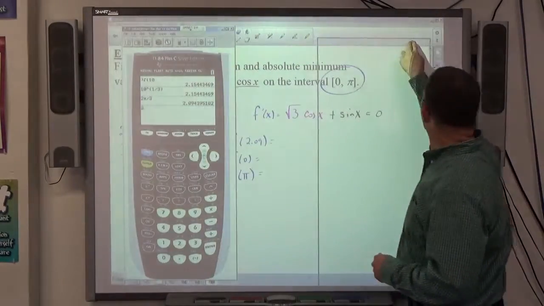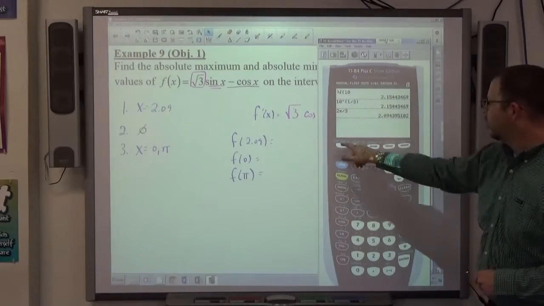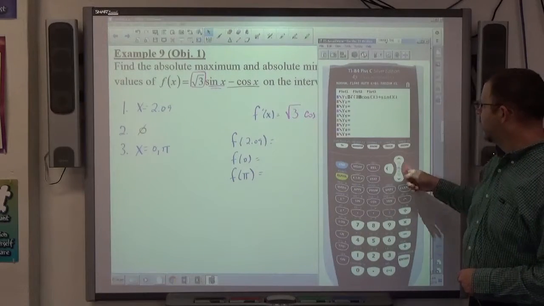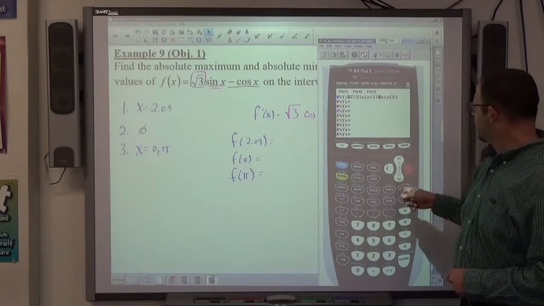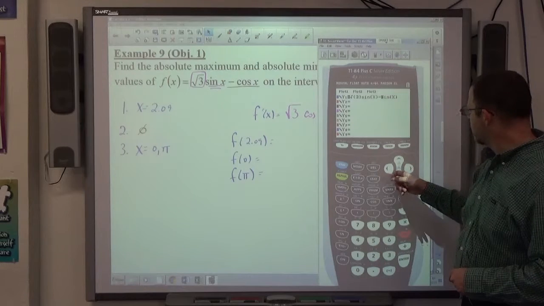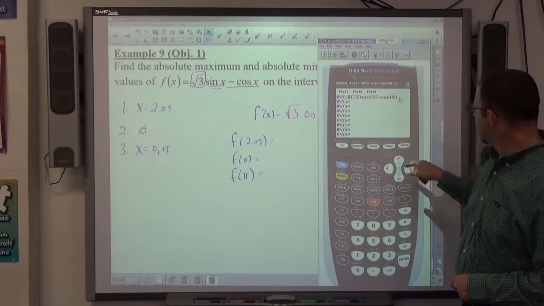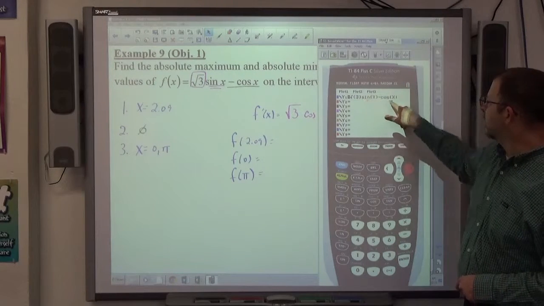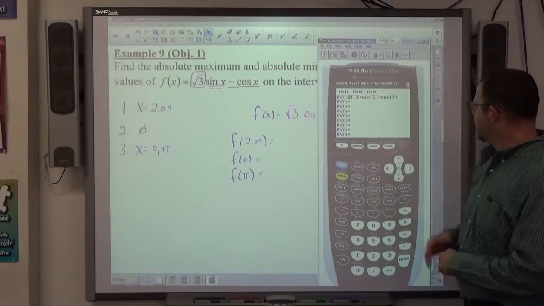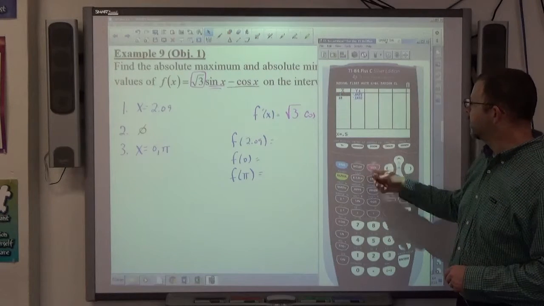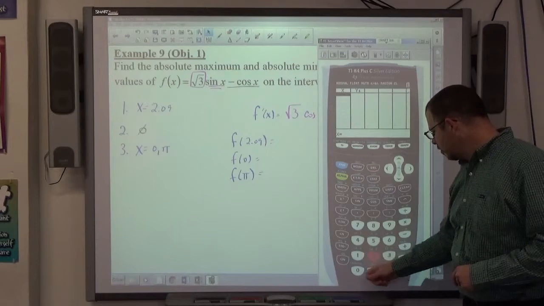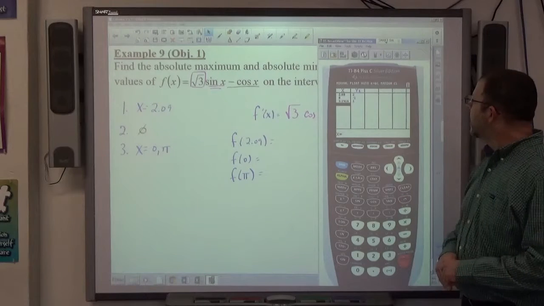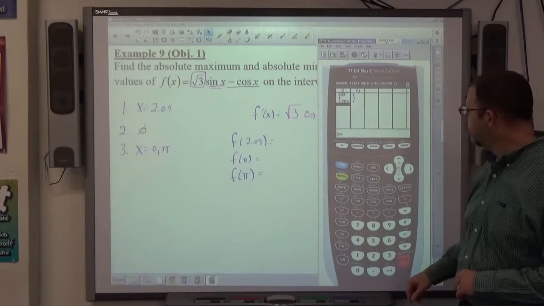My function that I'm evaluating is that function. So I go back here, I've got the derivative typed in, but this is what I need to have typed in. Since the derivative and the function itself are so similar to each other, I can probably just overtype, and verify that I've got it typed in right. Square root of 3, end parenthesis, sine of x minus cosine, yeah, that's all good. Go to my table, delete the numbers I had here, and enter my new critical numbers: 2.09, and 0, and pi.